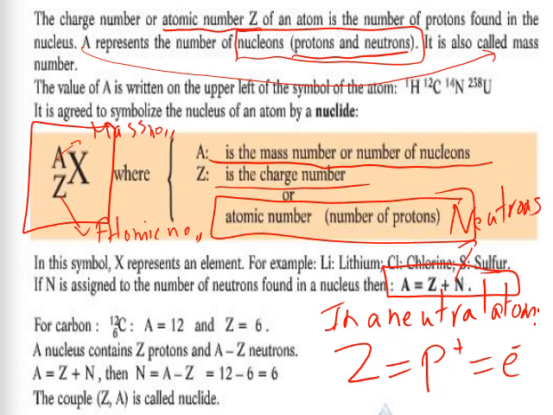So, for example, here we have an exercise: carbon with Z equal to 6 and A equal to 12. A is equal to 12, Z is equal to 6. A contains Z protons, so we have to calculate N. A is equal to Z plus N. You have to write this formula always whenever you do an exercise. So N is equal to A minus Z.